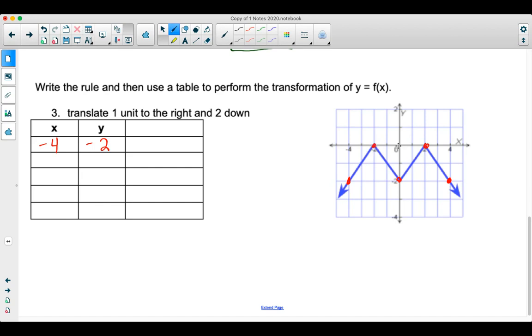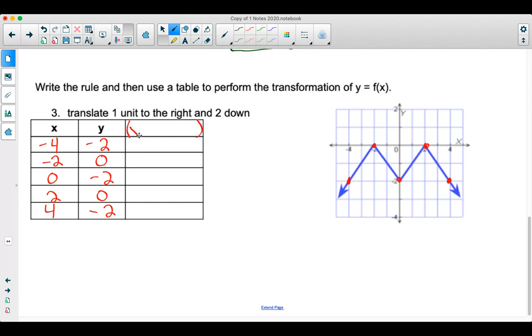Here, our x is -2, and our y value is 0. Here, our x value is 0, and our y value is -2. Over here, our x value is 2, y value is 0, and then here our x value is 4, y value -2. Okay, so now let's write our rule down with our x's and y's.